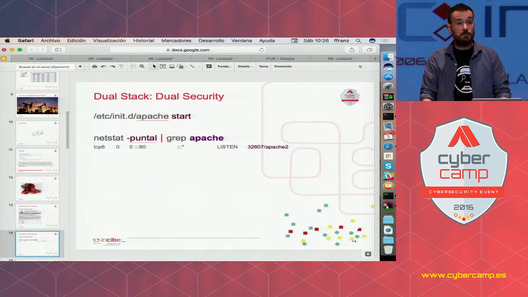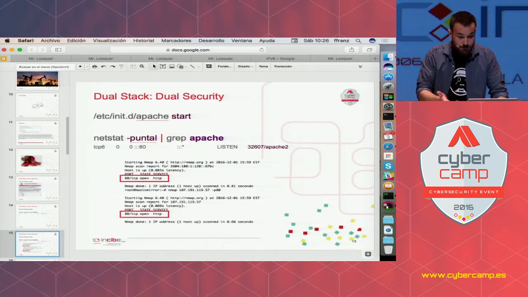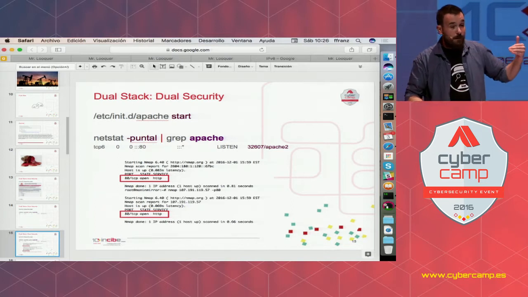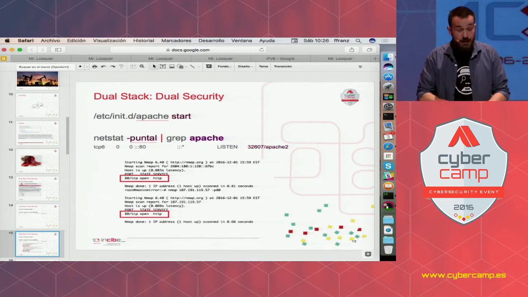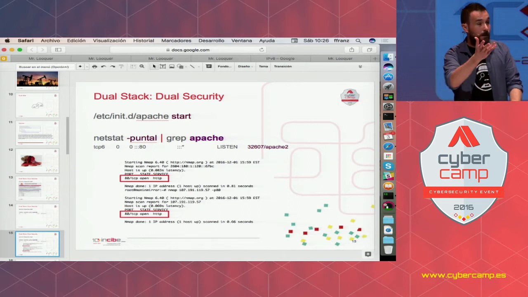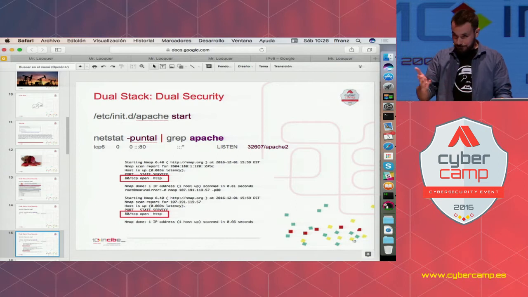But by default, it gives you IPv6. And the same goes for services. By default, they are started on IPv6. And what will happen if I scan this machine? I will do a demo now to see what happens in port 80. If I do that, I will see it on both IPv4 and IPv6.